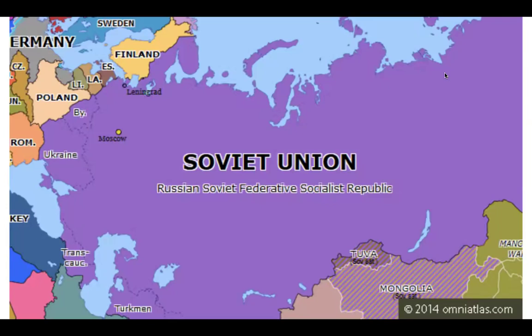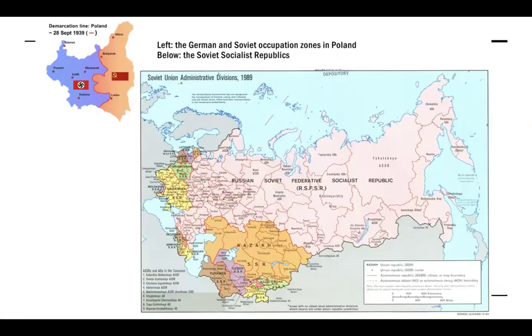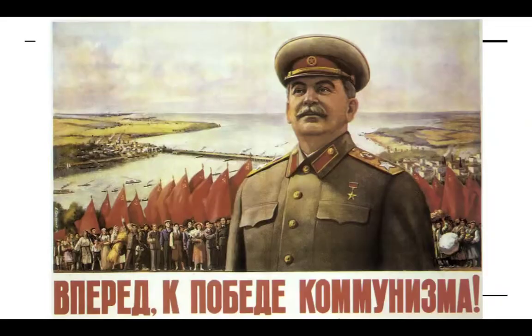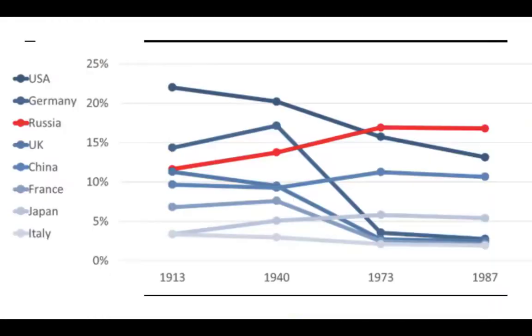So here you got the Soviet Union. It is big. It is a beast. It's everywhere. Left is the German and Soviet occupation zones in Poland. And below are all the Soviet socialist republics. There's a lot. That's the destruction after World War II. There's Stalin. I wish I could read Russian. If you don't believe me, this is the jump we're talking about right here.